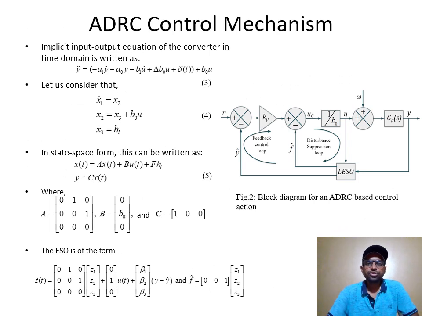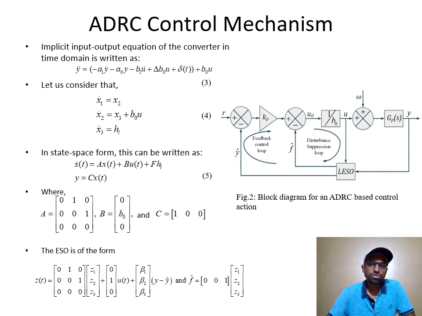Now the ADRC control mechanism. In this method, we accumulate all types of disturbances, whether internal or external, together, and they are cancelled in real time. So here also, first of all, we convert the system's equation into the form shown in figure 3. This is the implicit input-output equation of the converter, where U is the control signal and V0 is the system's gain, and all other terms are accumulated in this form.